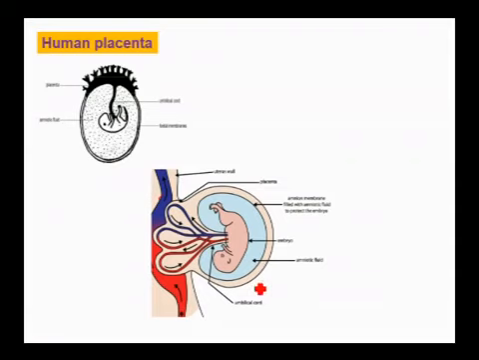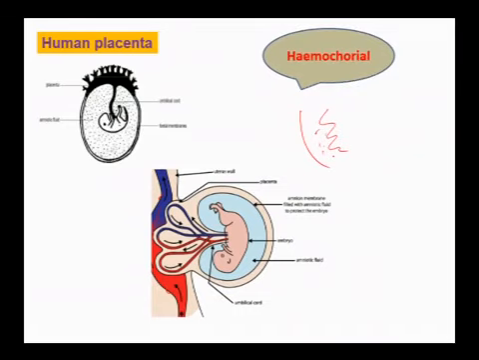You can see here, this is the outermost layer of the embryo. It forms finger-like projections. So these finger-like projections are called chorionic villi. So these chorionic villi invade the endometrium of the mother till they reach blood vessels. As a result, these chorionic villi are dipped in the maternal blood. Such a placenta is called hemochorial placenta.